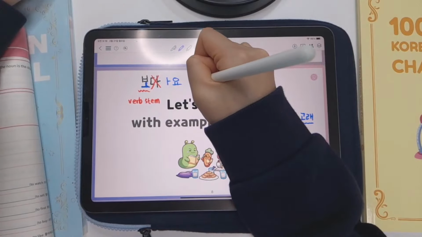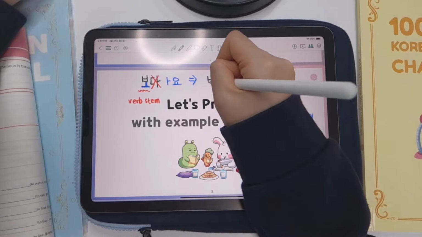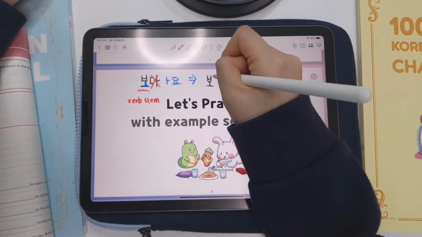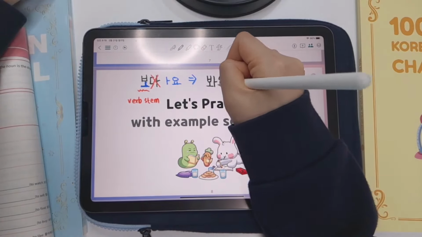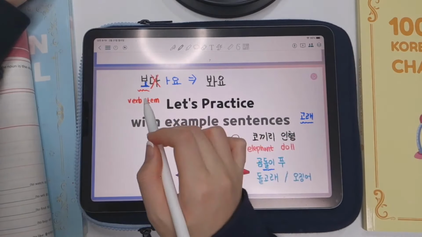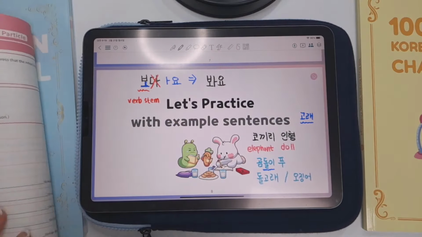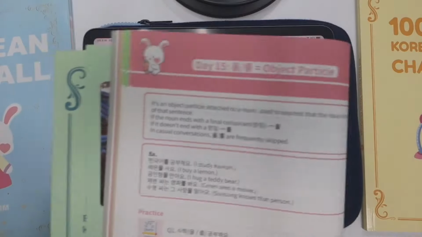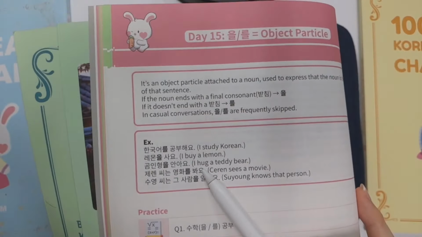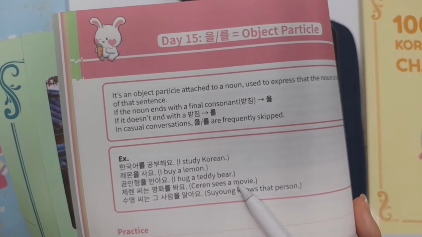So what is the answer? It is 보 plus 아요. 봐요. It is the present tense of 보다, to see. 봐요. Okay, so here is 봐요. 제렌 씨는 영화를 봐요. Seren watches a movie.